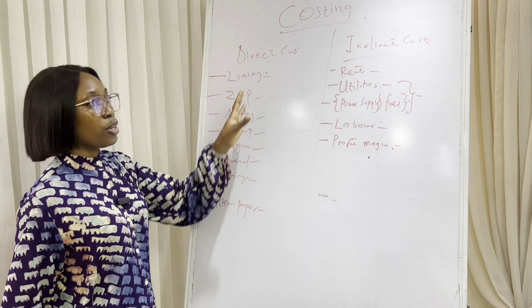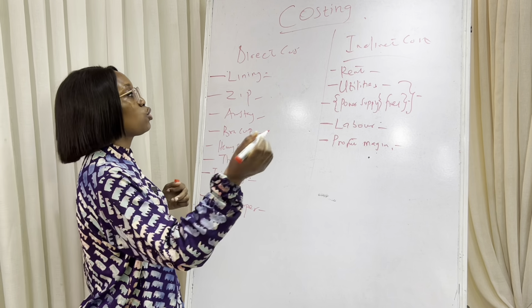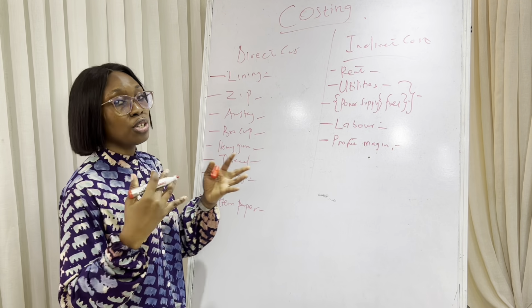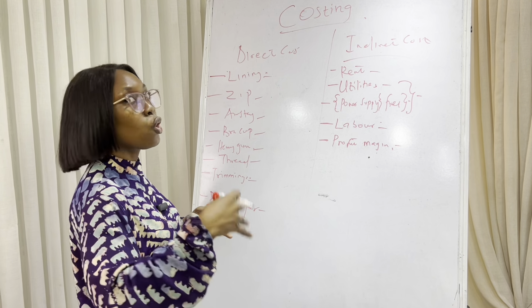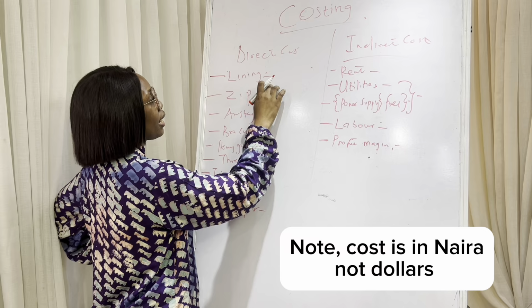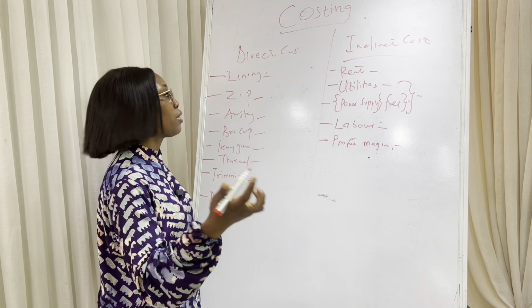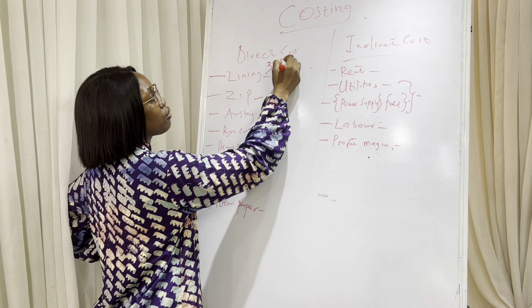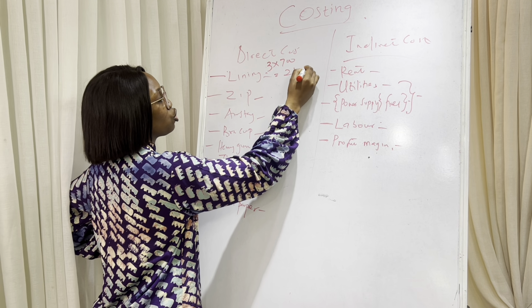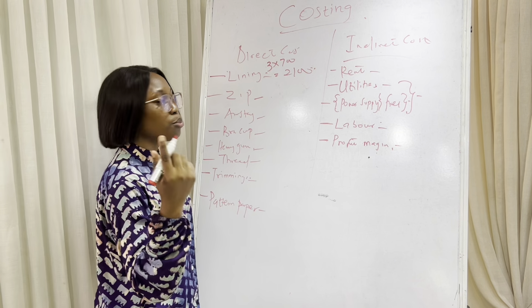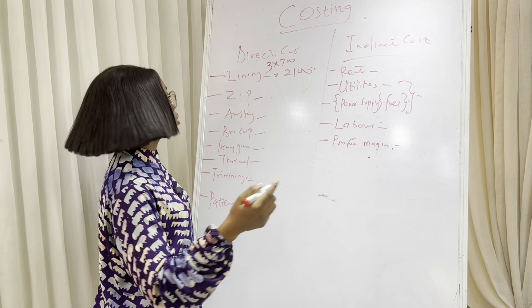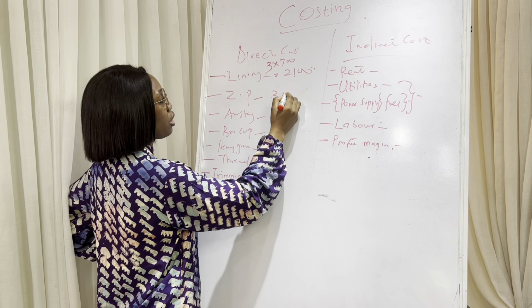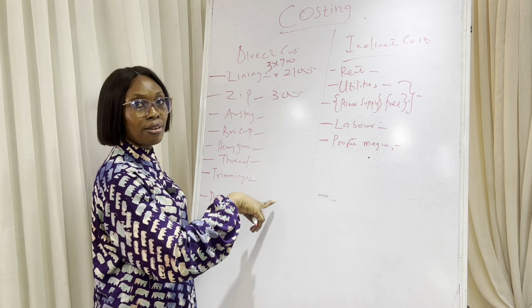So now you have to put a price to all of this. I'll try as much as possible to be realistic with the current price. So for lining, let's say you're using 3 yards of lining, and a yard is 700. So that would be three times 700, and that is 2,100. The zip, you're using one zip, if you're making a dress, it's obviously one zip, so that is 300 naira. These costs are in naira, not dollars.